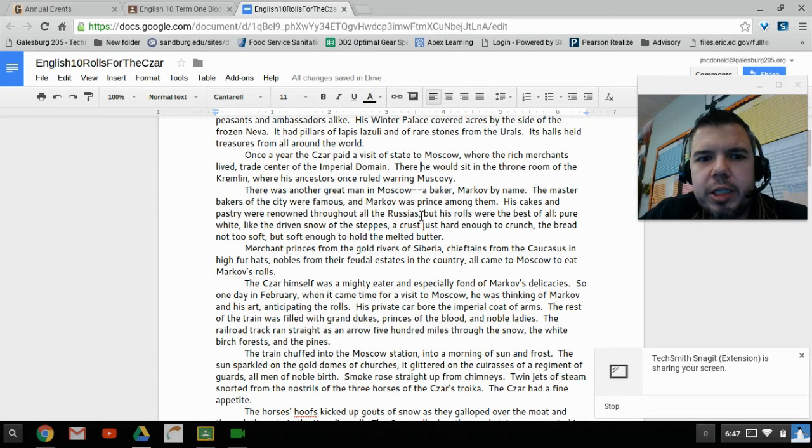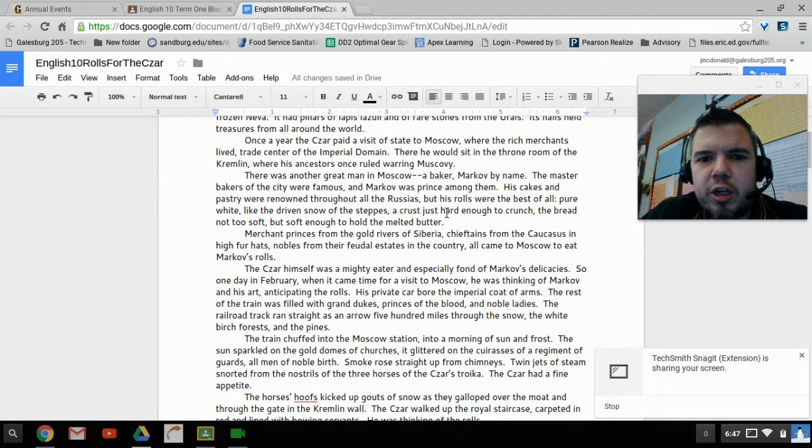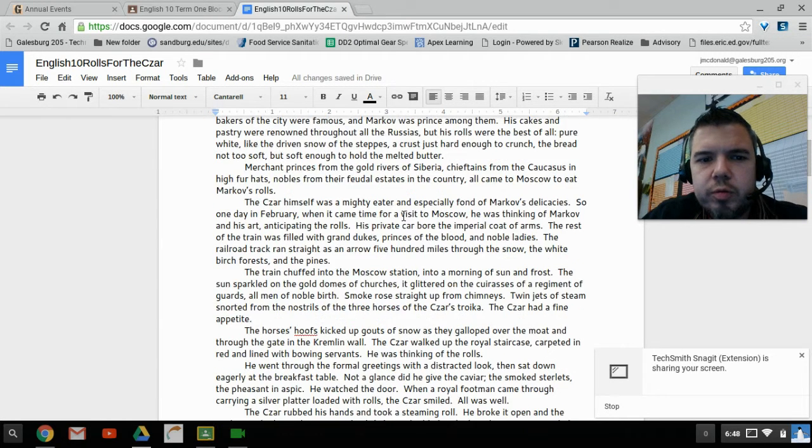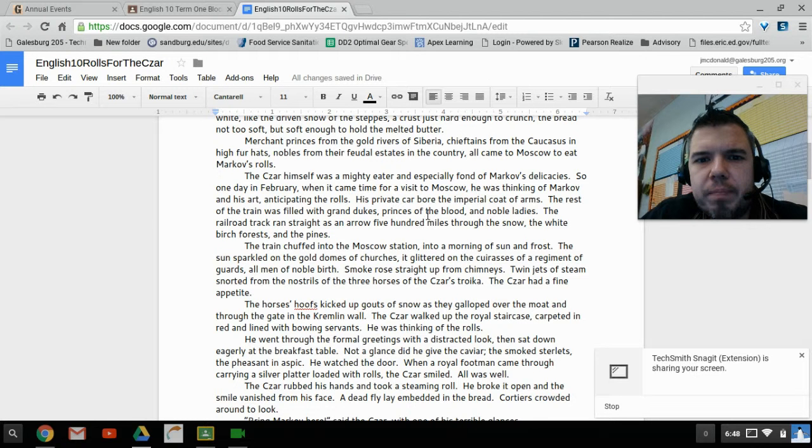His cakes and pastry were renowned throughout all of Russia, but his rolls were the best of all. Pure white like the driven snow of the steppes, a crust just hard enough to crunch, the bread not too soft, but soft enough to hold the melted butter. Merchant princes from the gold rivers of Siberia, chieftains from the Caucasus in high fur hats, nobles from their feudal estates in the country, all came to Moscow to eat Markov's rolls. The Tsar himself was a mighty eater and especially fond of Markov's delicacies.